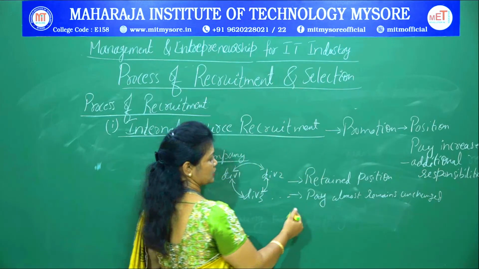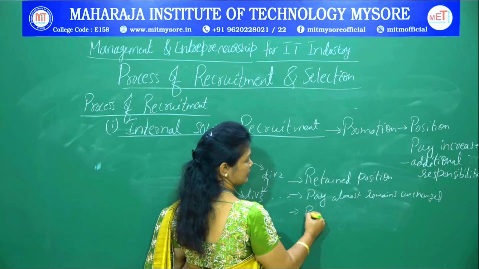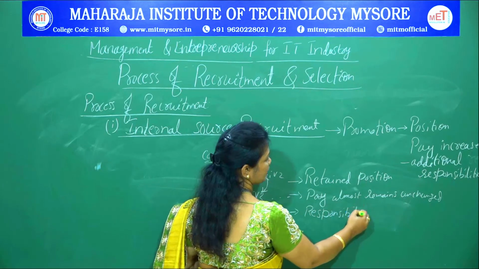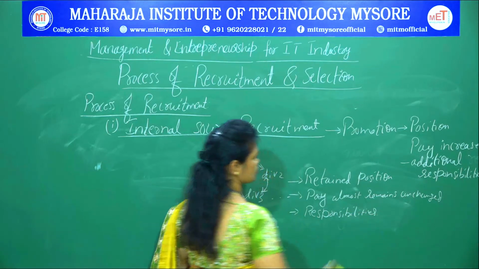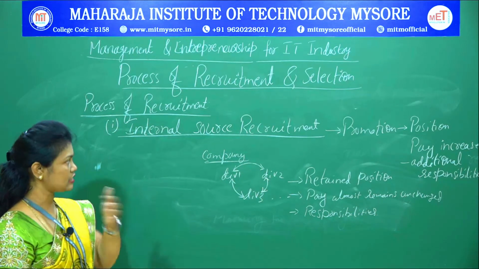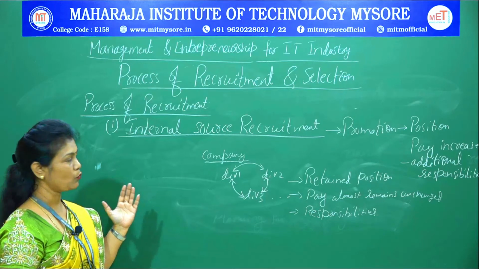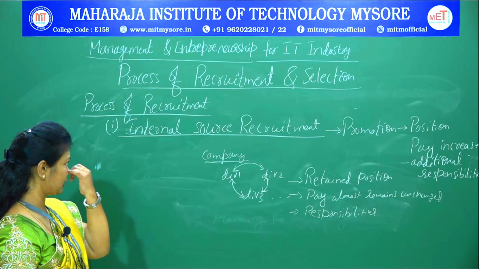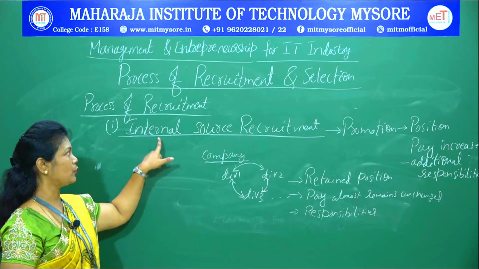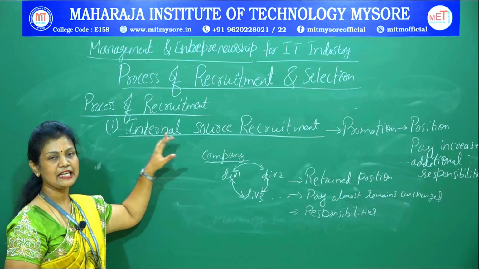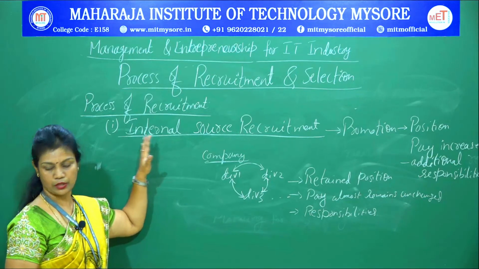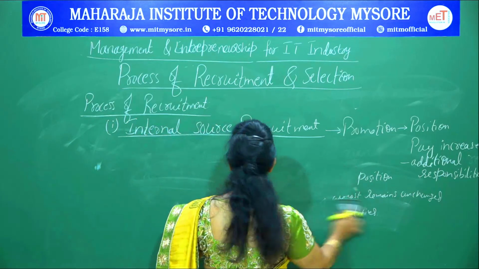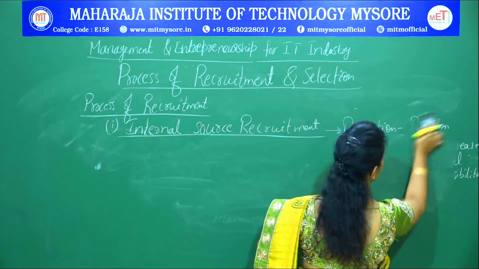And whatever responsibilities they take in one division is going to remain the same. There is no change in the responsibilities when the employees from one division get transferred to the other division. So, these are the two methods where internal source of recruitment in any organization is going to take place. Let us have a look into the second one, that is external source recruitment.